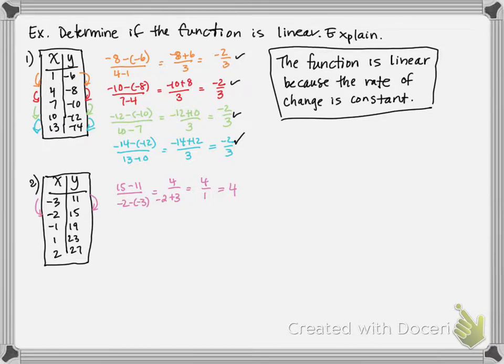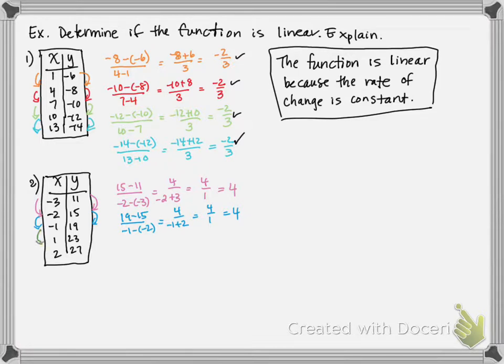Alright, next guy. Let's do negative 2 and negative 1, the 15 and the 19. So 19 take away 15, negative 1 take away negative 2. So that's going to give me 4 over negative 1 plus 2, which is going to give me 4 over 1, which simplifies down to 4. So far this is looking awesome, okay? So I'm thinking we got it, another constant.